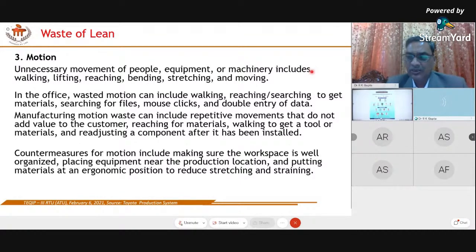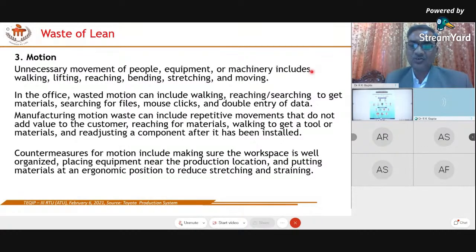So all this helps reduce overproduction. Then the sixth one is over processing. Over processing refers to doing more work, adding more components, or having more steps in the product or service than what is required by the customer. It means additional work done on the product that is not required by the customer. That is over processing.